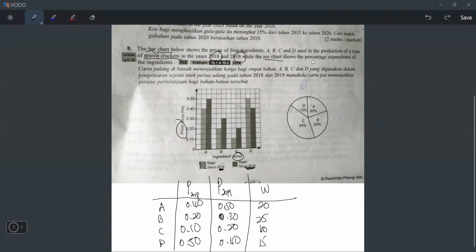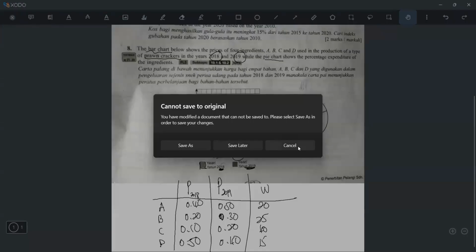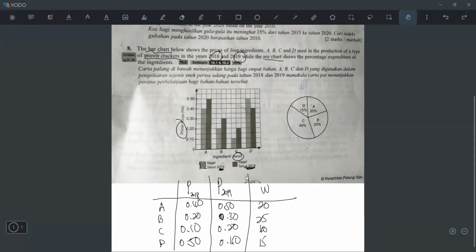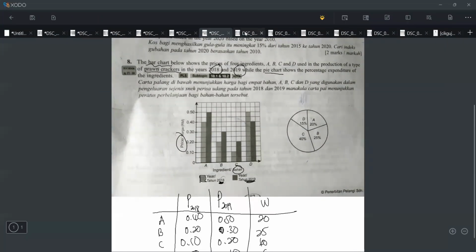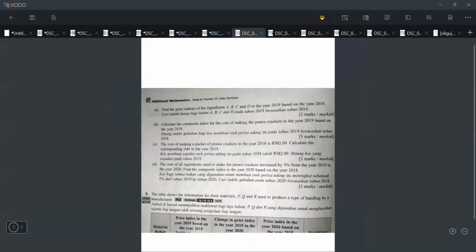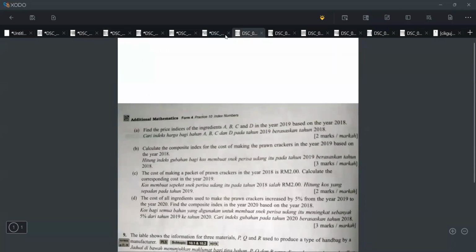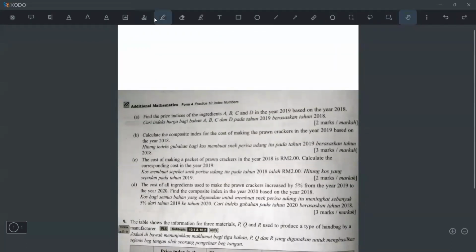All right, so this is the table I drew myself, because the question never gave one. So now I can go to my next page. So this is the soalan. For A, they want to find what? They want to find the price indices. Means I find the I of ingredient A, B, C, D. Means how many answers do I need? I will have 4 answers, right? So I have to find the I for A, B, C, D in the year 2019 based on 2018.